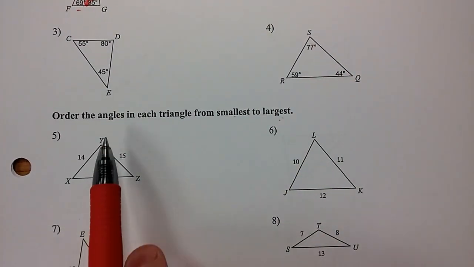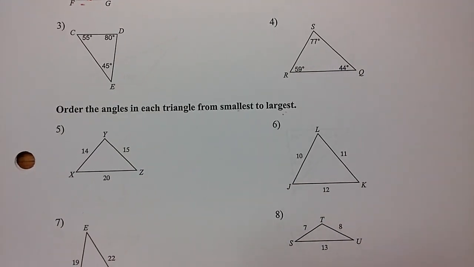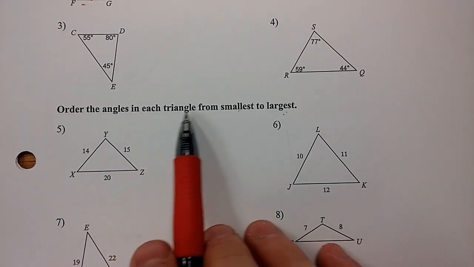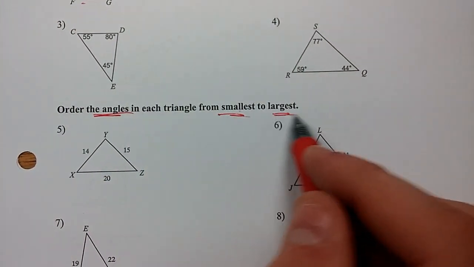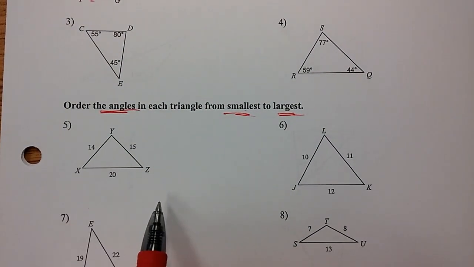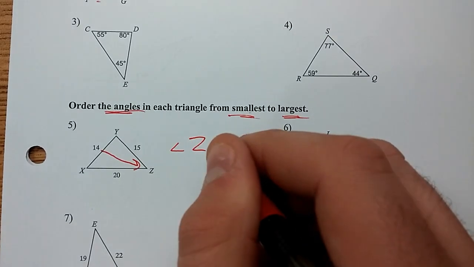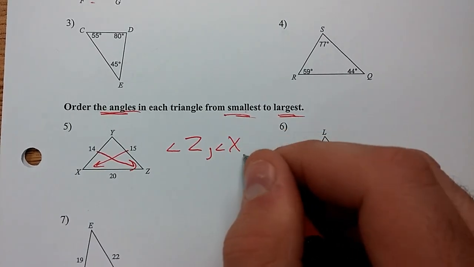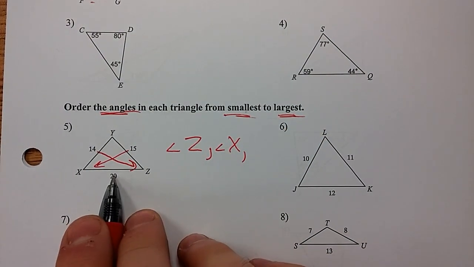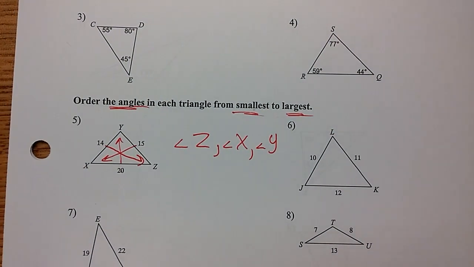This section asks you to order the angles in each triangle from smallest to largest. Oftentimes, students who read very quickly through the directions might just see smallest to largest and write 14, 15, 20. But they're asking you to order the angles from smallest to largest. So you need to look at the side lengths and then go across. Smallest, 14. Across from 14 is angle Z. That's the smallest. Next, 15. Across from 15 is angle X. Lastly, 20, the largest. Across from 20 is angle Y. So whether you're looking for an angle or a side length, you need to look across the triangle.